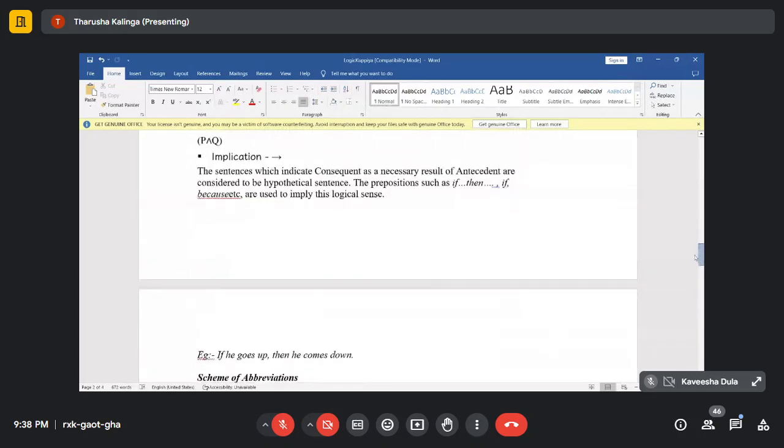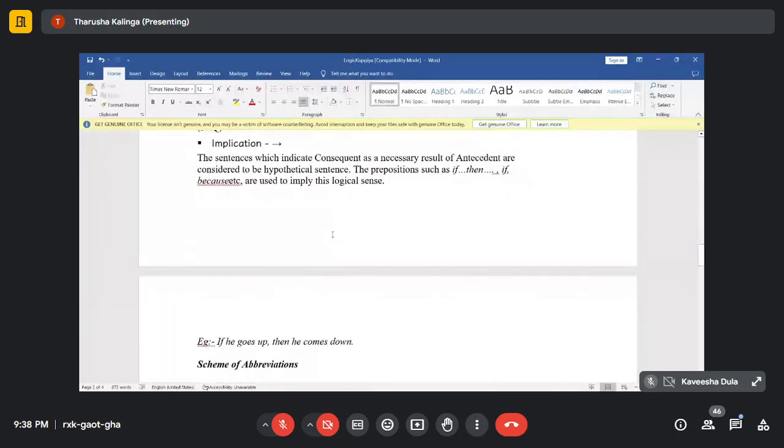So that's it. And then the new philo, implication. The sentences which indicate consequent as a necessary result of antecedent are okay. If you don't have an idea as to what these terms are, this terminology. Okay, implication. Implication means, you know what implies means, right? Which means there's this first variable or something like that, and there's the other one which becomes the output, because the first thing happens, the second thing happens. It is based on the first thing that the second thing happens.